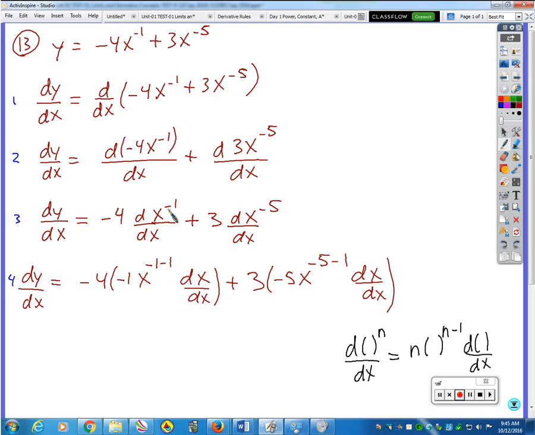Listen close to the words. The constant rule says that anytime you have a constant multiplied by some function, you do not have to leave the constant that's the multiplier within the derivative operator. It can come out of the derivative operator. It has nothing to do with these parentheses. It can just move out of the derivative operator like we did.